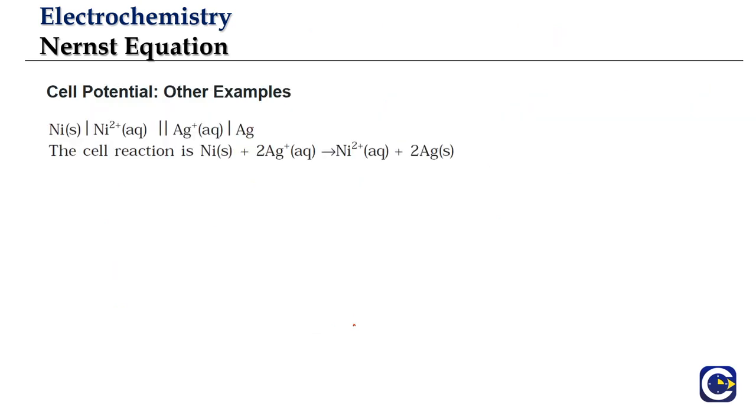And we can look at one more example. In this we have the nickel electrode acting as the anode. We can see the cell notation, always the LHS part will be the anode, and the silver acting as the cathode, that is on the RHS. If you look at this cell reaction equation, we have nickel plus 2 Ag plus giving rise to nickel 2 plus and 2 Ag. This is the balanced equation as per the electron balancing method.